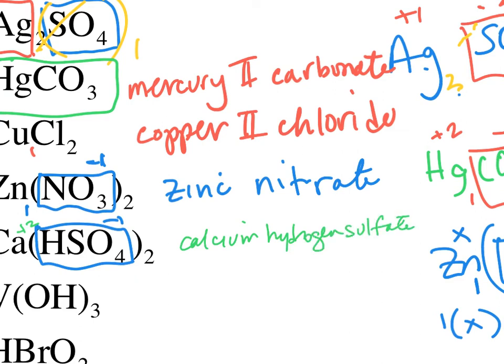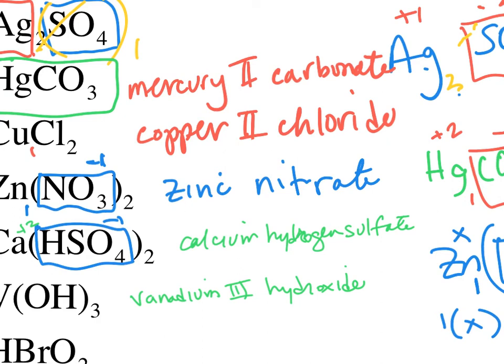These are a little bit complicated, but I know you can do it. Then you have vanadium 3 hydroxide. Vanadium's a transition metal that can have more than one charge. So vanadium 3 hydroxide. Hydroxide is a polyatomic ion. It behaves like a non-metal, forming the ionic compound.